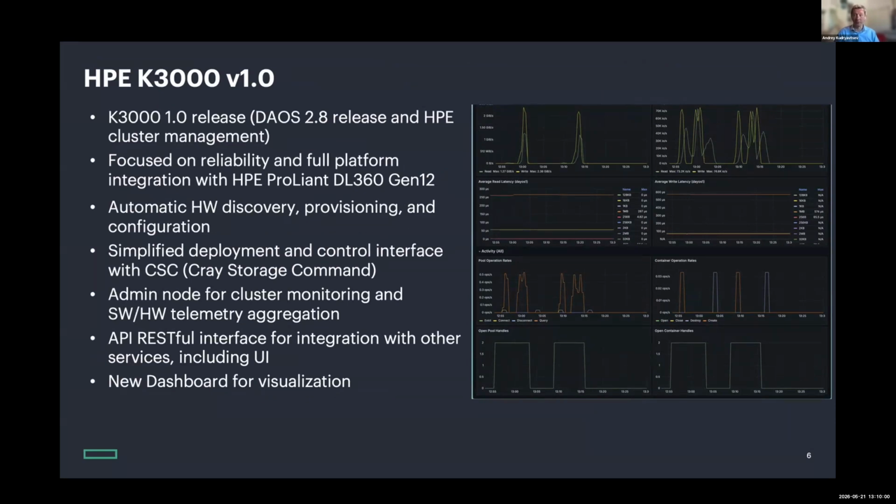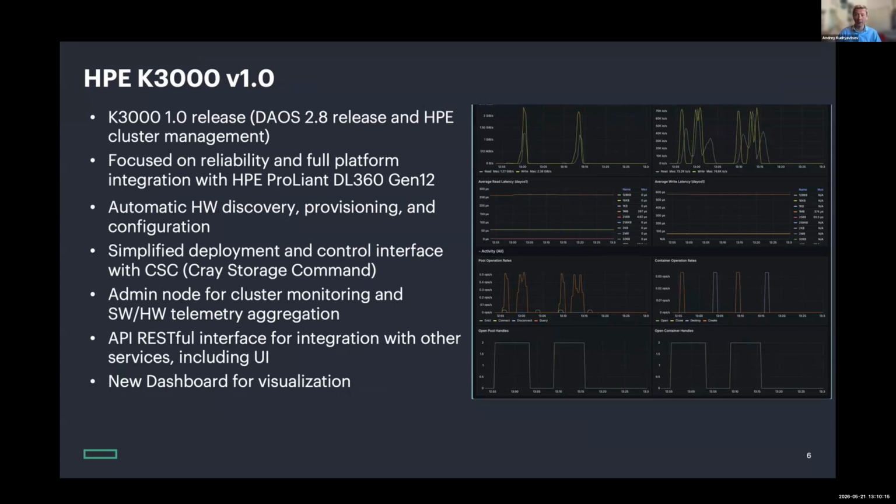Now I will briefly explain the key areas where we invest in development from the HPE K3000 product perspective. As I already mentioned, while we take all the ingredients of the DAOS releases, this is not a fork, this is not any closed branch or whatever.